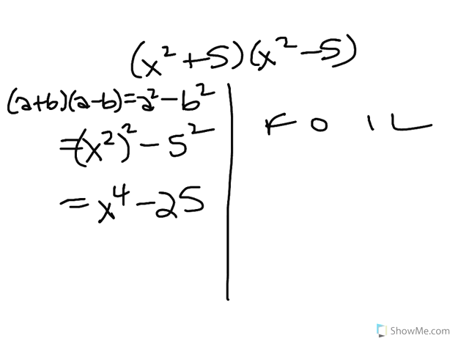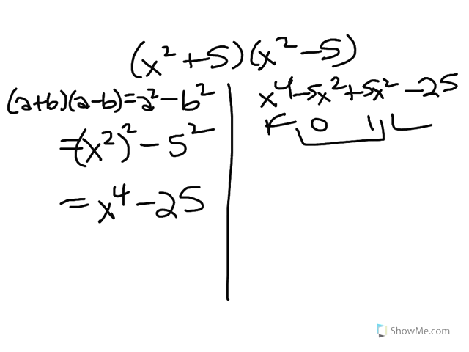The product of the first terms is x squared times x squared, which is x to the 4th. Product of the outside terms is x squared times negative 5, which is negative 5x squared. The inside terms, 5 times x squared is plus 5x squared. And the last term is 5 times negative 5, which is negative 25. Again, we have like terms in the middle, and again they cancel each other out. So the answer is x to the 4th minus 25.